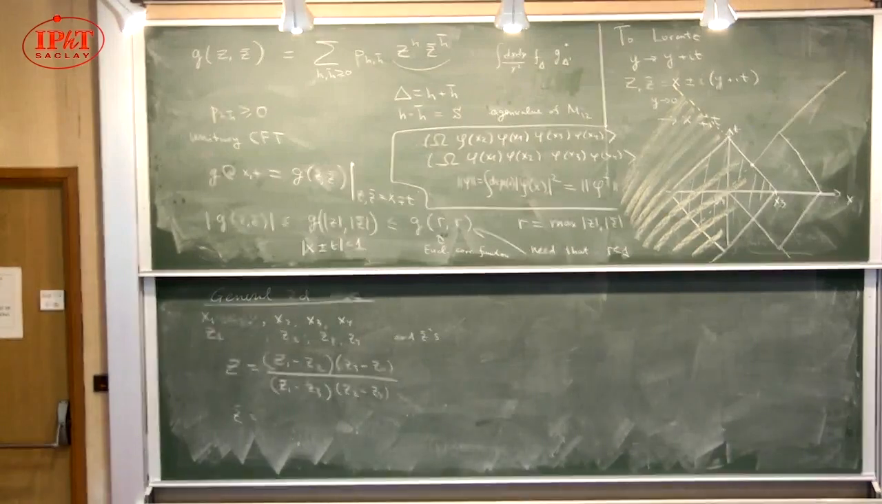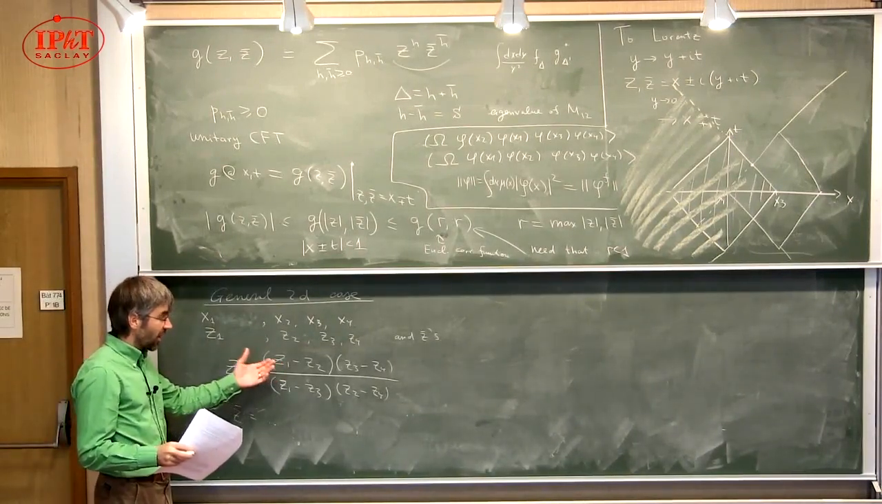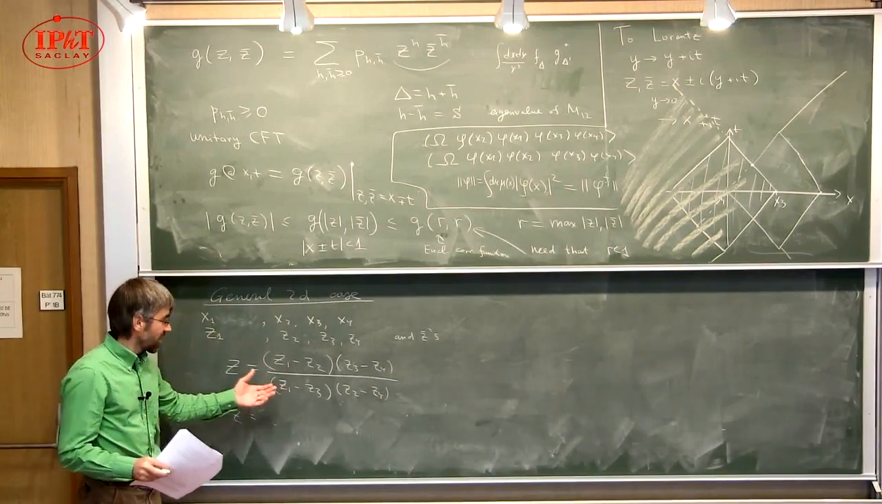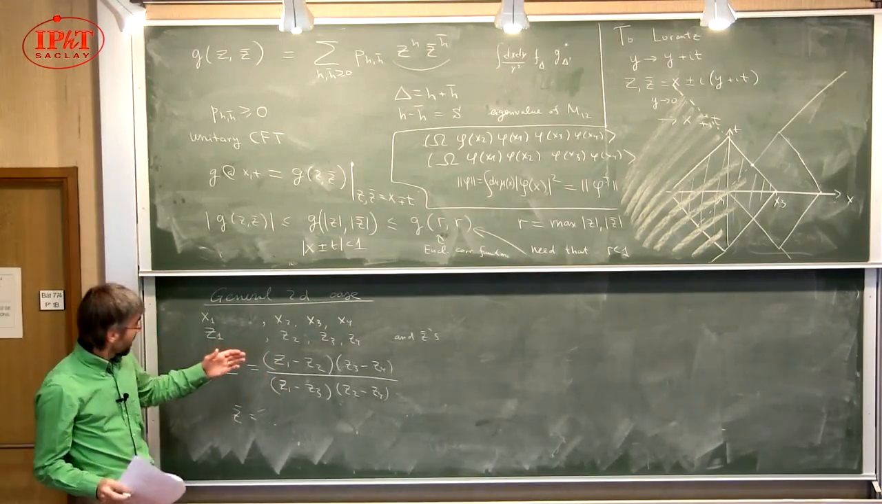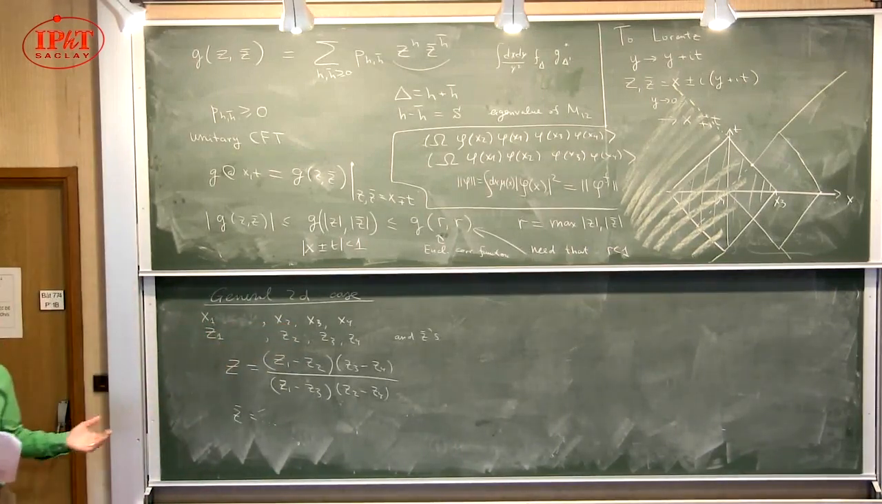In other words, for every configuration of 4 points, there is some value of z and z bar, and in general it's a complicated function of the coordinates. But in 2 dimensions, this function is not complicated at all. I can compute it very easily. I just write down everything in complex coordinates, and this is the value of z.